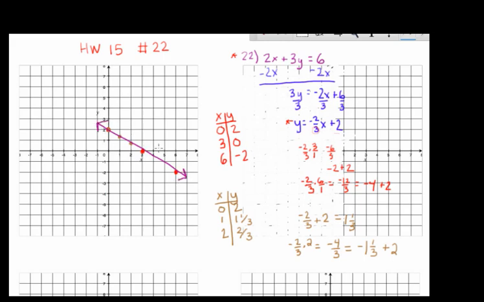If these fractions are confusing, don't get too worried about it. As long as you know that you are choosing x points, putting them in your equation, getting y points out, and graphing your points. And that's how you're plotting these points to make a line.